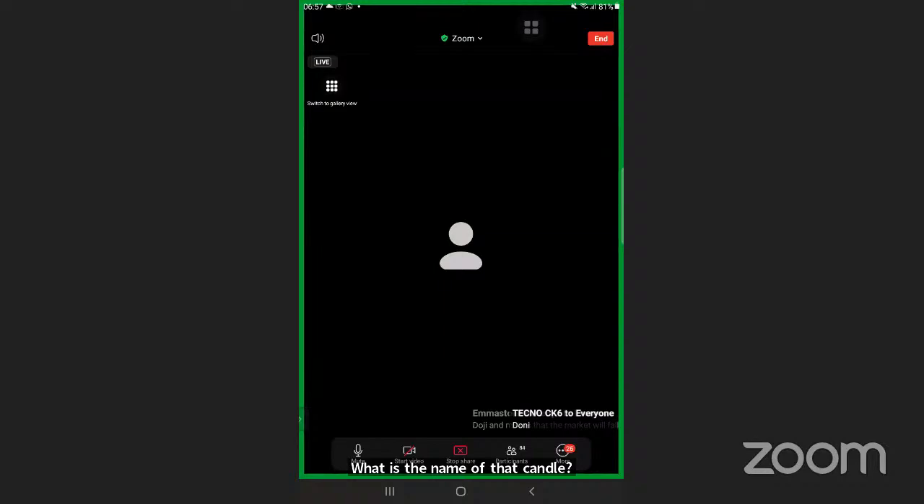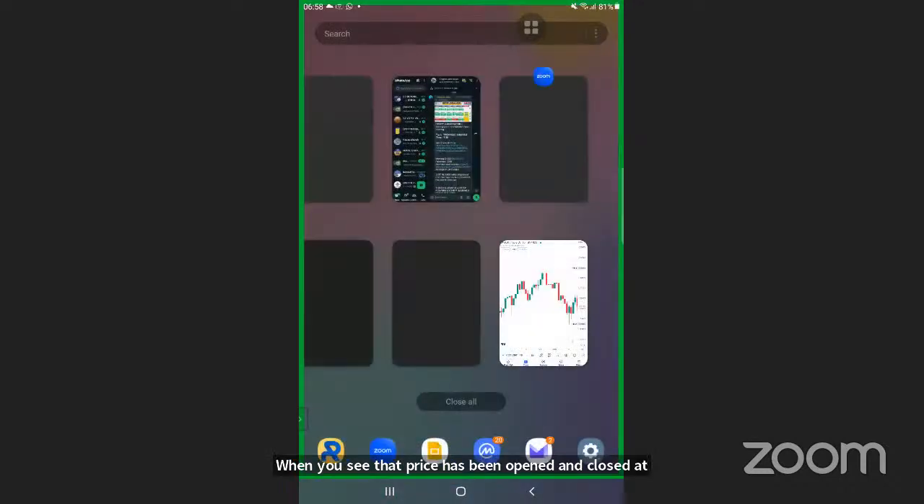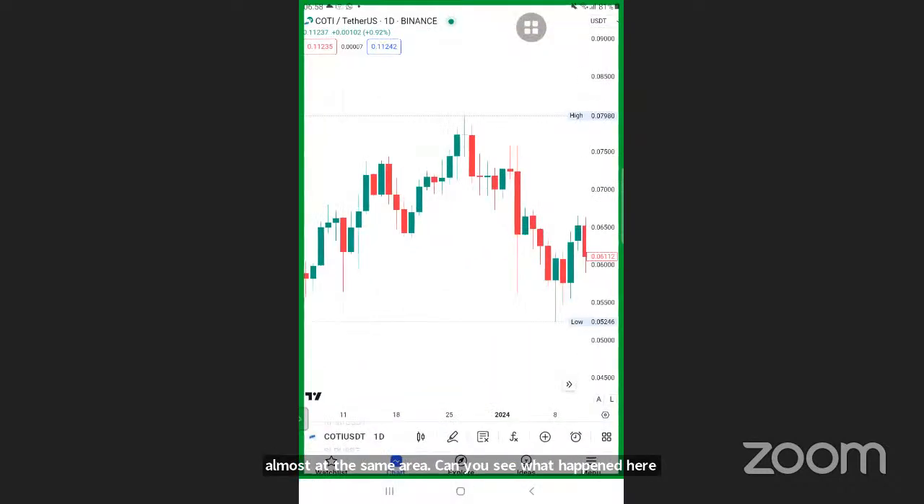Yes. So what did we say about dojis, before we classify them and say it's a dragonfly doji or a gravestone doji? What did we say generally about dojis? When you see dojis, what do they mean? When you see that price has opened and closed at almost the same area here, can you see what happened here? This is something like a plus sign.